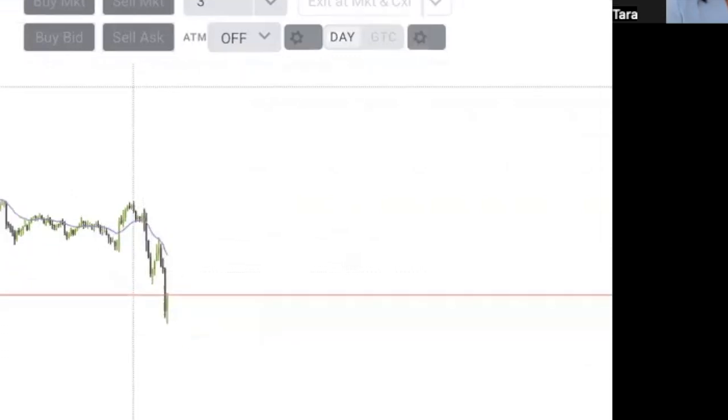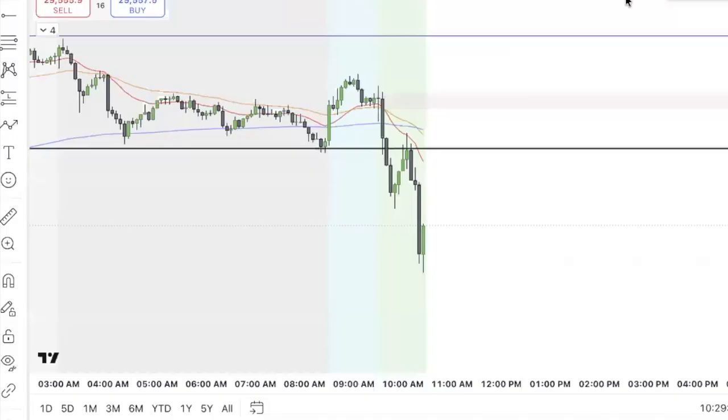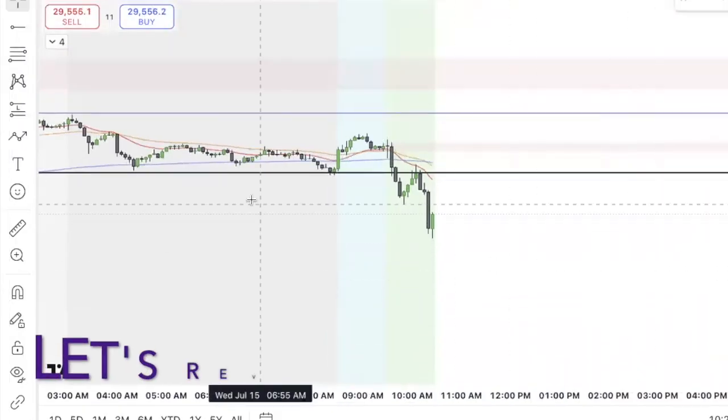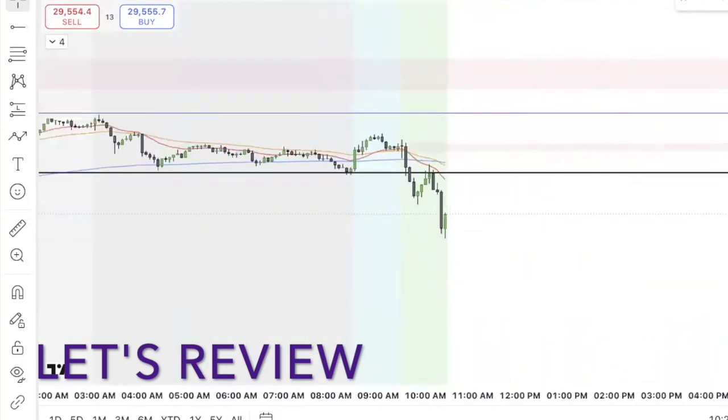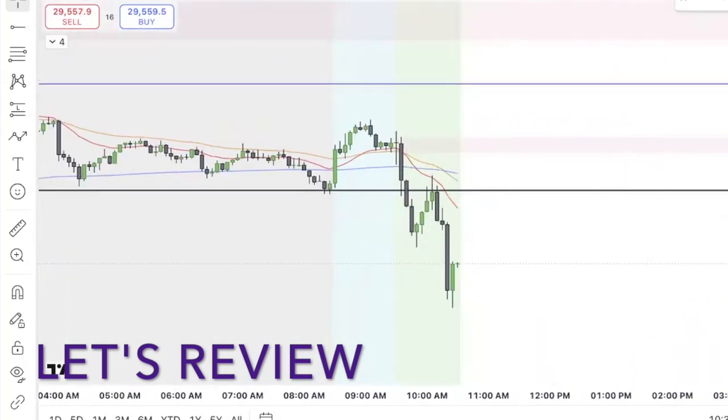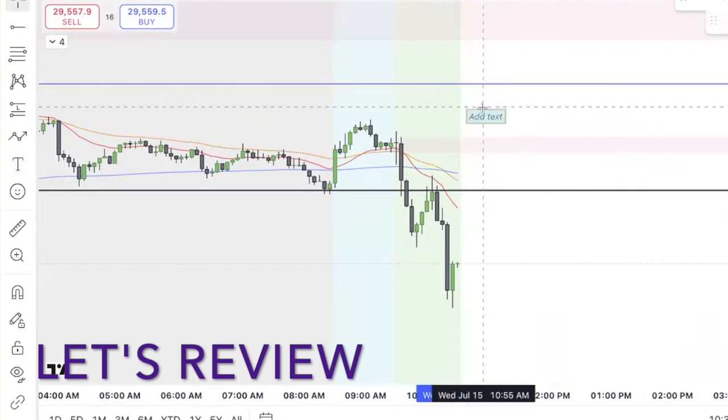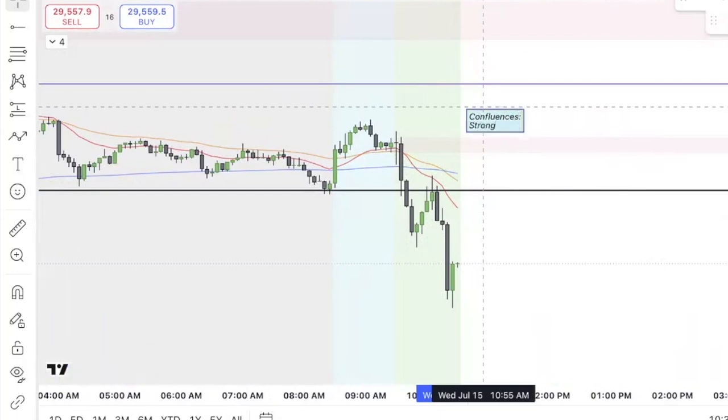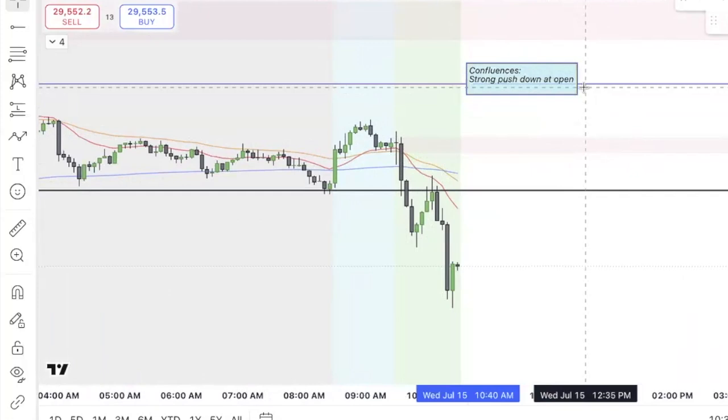If we take a look on our TradingView here, this is what we marked out. We noticed a strong push down at open, so we'll go ahead and review so we can put this in our journals. We'll go ahead and list our confluences. Strong push down at open. We closed below the EMAs. We had a retest back to support turned resistance.